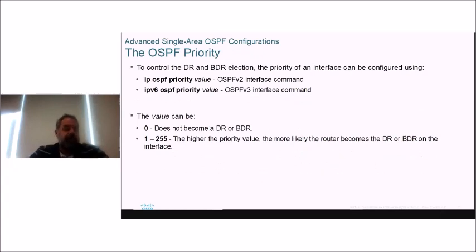Now, how do we do that? The command on an interface basis is ip ospf priority, and then you put the number in. The default value is 1. You can put a 0 if you want that router not to be DR or BDR, and of course a higher number if you wish it to be more likely to become DR or BDR. For IPv6, it's exactly the same command except it's ipv6.